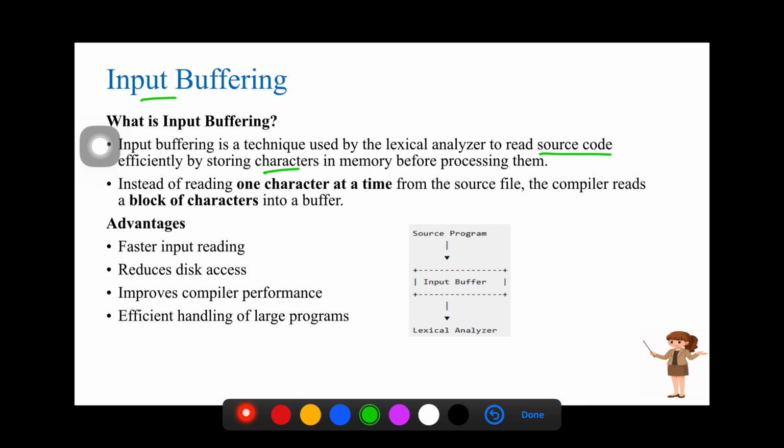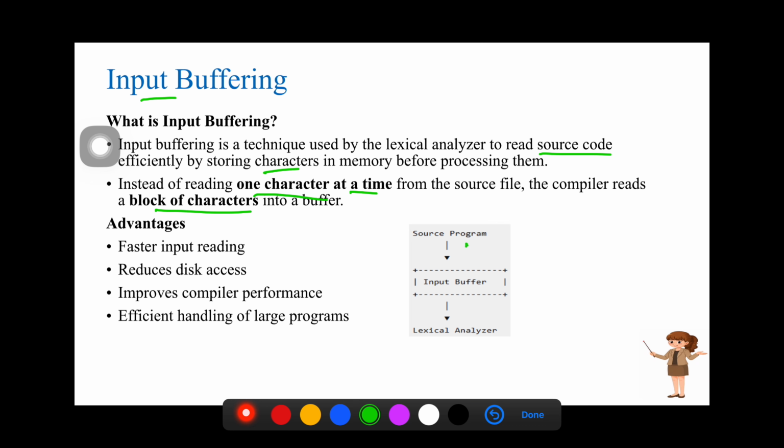To solve this problem, the compiler uses input buffering. Instead of reading one character at a time, the compiler reads a block of characters from the source file and stores them in memory. The lexical analyzer reads the characters from the memory buffer. Since memory is much faster than disk, the compiler works much more efficiently. This is the diagram you can see: source program, input buffer, and then it goes to the lexical analyzer.